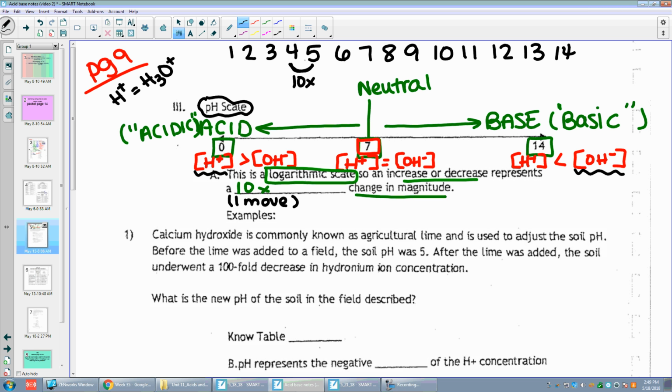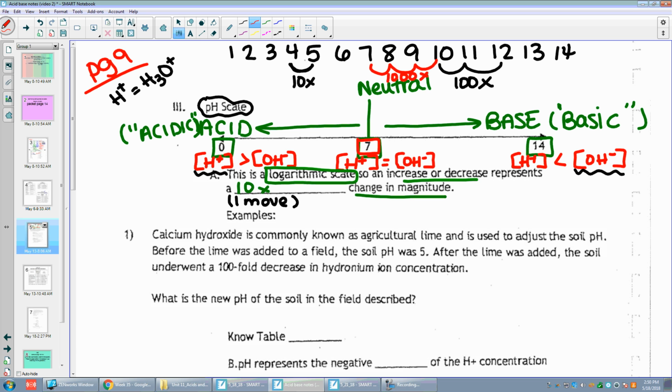I'll have to know, did it 10 times increase my H plus or my OH minus, but it's a 10 times move. If I go over here and let's say I change from a 10 to a 12, well, I moved over twice. That is 100 times move. If I move 3 times, let's go, I'll pick a different color, 10 to 9 to 8 to 7. If I go from 10 to 7, that is 1,000 times move.